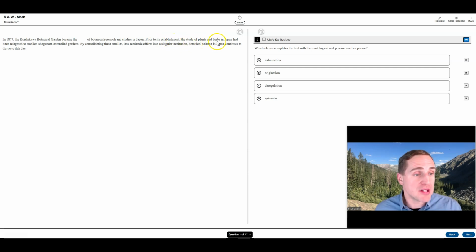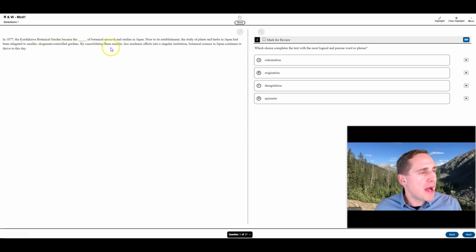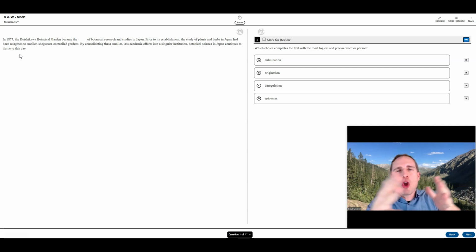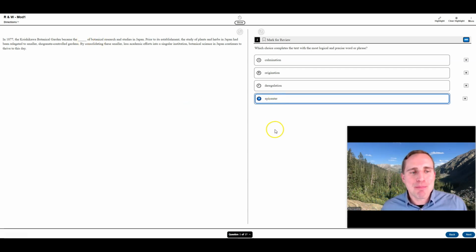Prior to its establishment, the study of plants and herbs in Japan had been relegated to smaller, shogunate-controlled gardens. By consolidating these smaller, less academic efforts into a singular institution, botanical science in Japan continues to thrive to this day. So here's the idea. There used to be very many small gardens in Japan, but then we opened this huge garden, and then the studies of botany in Japan grew significantly. So we're saying it became sort of the main place. So that to me sounds like epicenter.